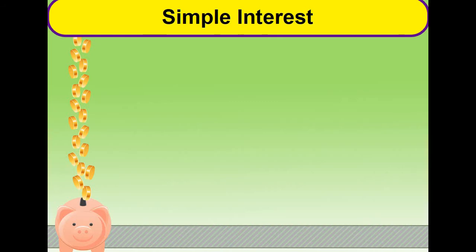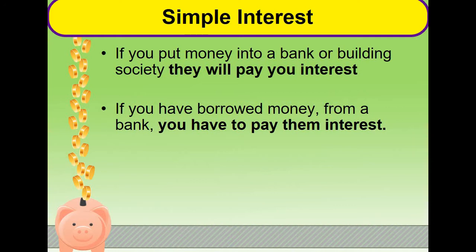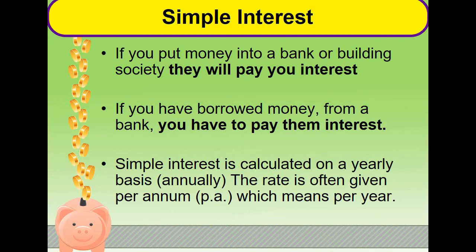So simple interest first of all is when you put money in a bank, they'll pay you interest. So they pay you a bit extra on your investment. If you borrow money, you pay them interest. So you have to pay a bit extra back. And simple interest is worked out on a yearly basis. So they work out a rate per year. And we'll often see this phrase per annum, which is Latin, which means per year.